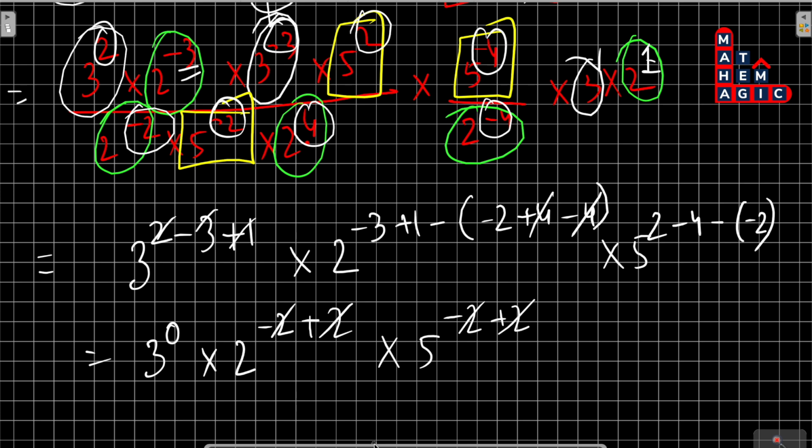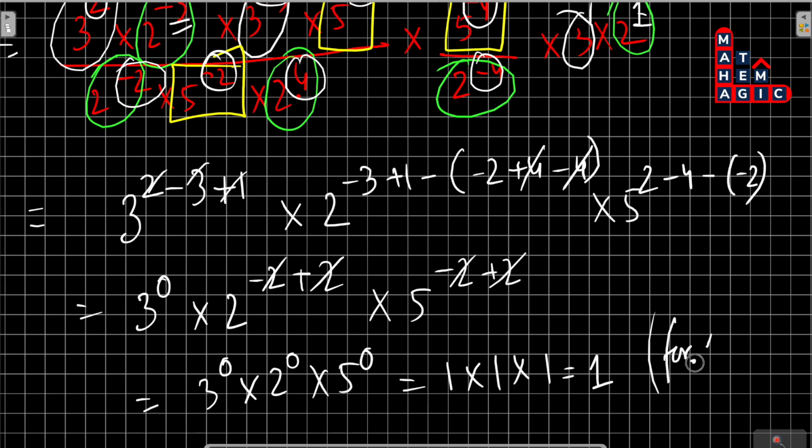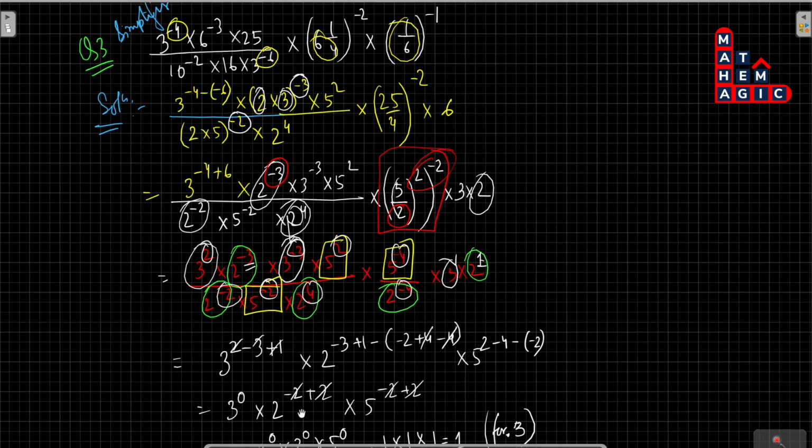So basically what I can see, this is 3 to the power 0 into 2 to the power 0 into 5 to the power 0. As we can see in formula number 3, the definition of the zero exponent, these are all 1, so 1 into 1 into 1, so it's basically a simple 1. What we have used here is formula number 3. All right, so the whole sum I just want to show you on the board. Yes, mostly the full sum is visible.